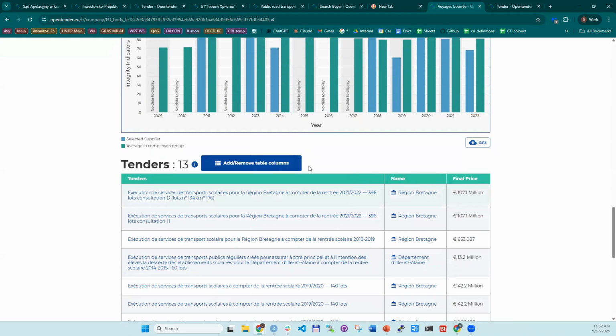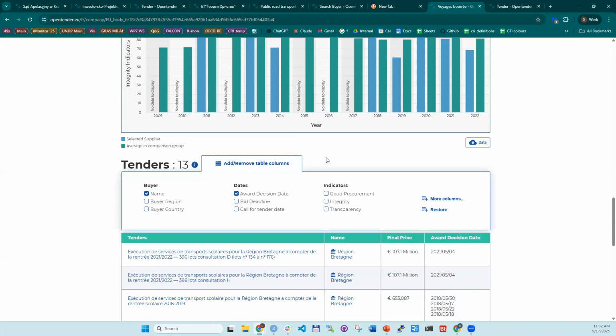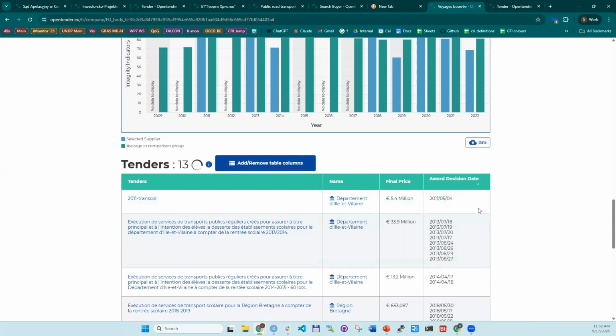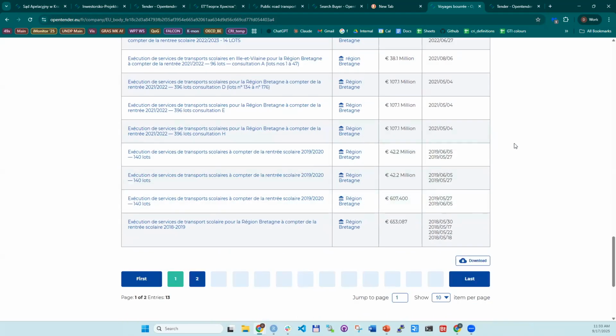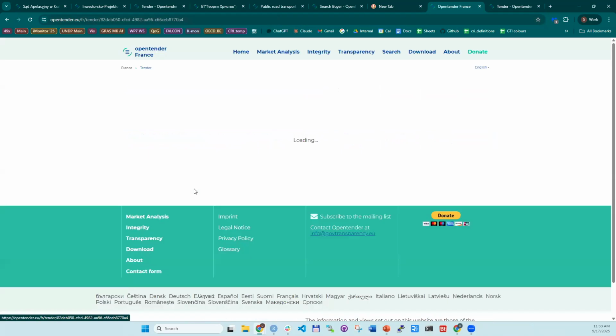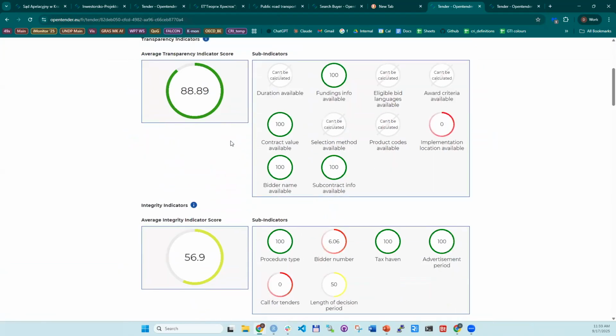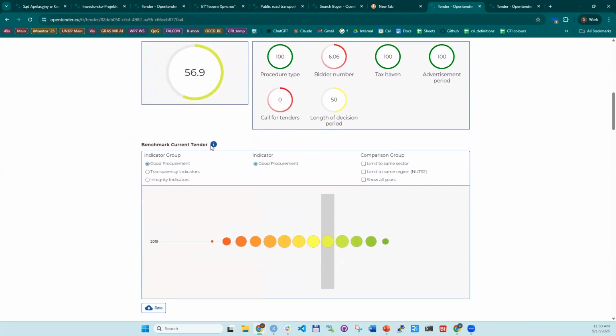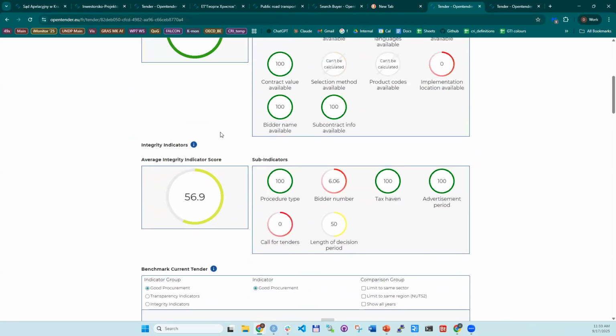And then I can go here, select an award decision date as a new column, and then I can arrange these so that it's easier for me to find the 2020 or any contract that was awarded near 2020, and then check the specific contracts that might be there. And now I can see that, yes, this was an average in the integrity indicator. So the score, not too high, not too low. So this might not be the best case for me to build a PhD on or to investigate further.